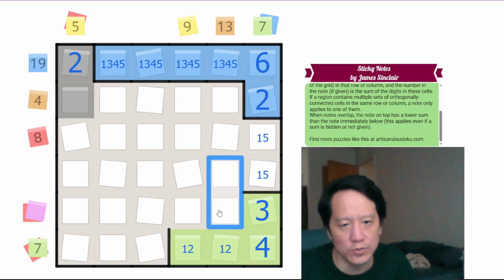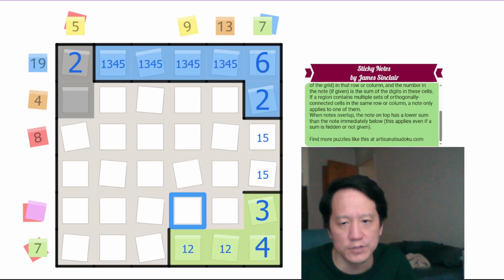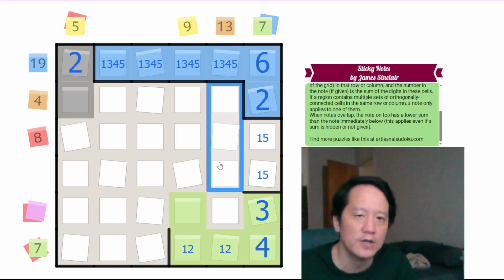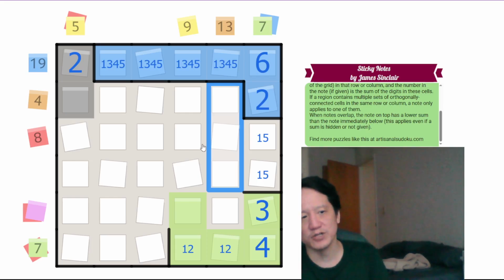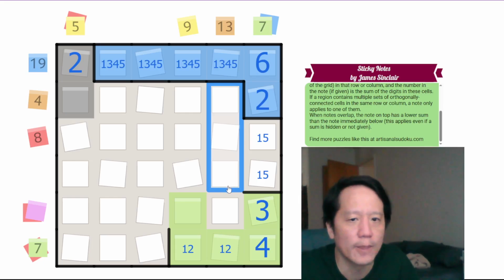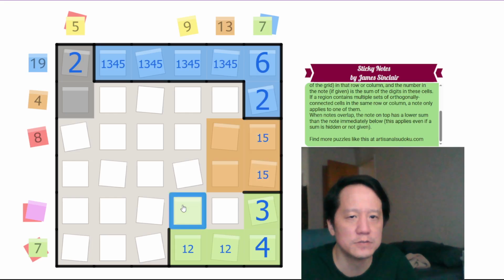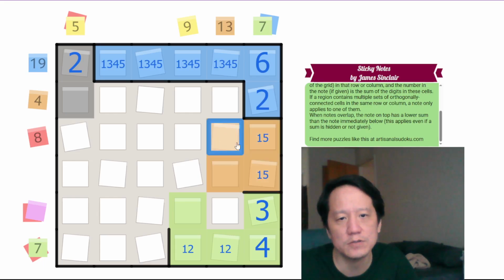Green could go here and here, or it could go here and here. Either way, this is green then, because it can't go here and here because that would eliminate orange from having digits adding up to 13, because you need at least 3 of them. So we know this has to be 3, so this is orange, which means these both have to be orange, because there's no other place for them to go, right, to be part of a region.